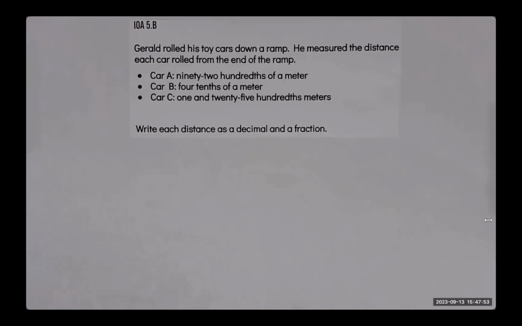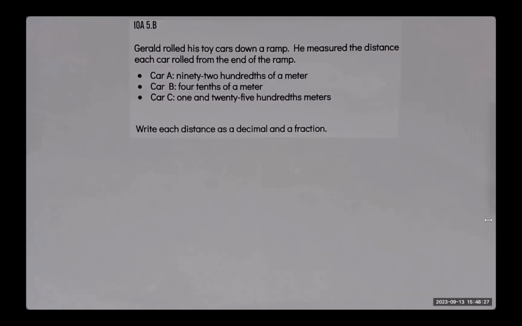For IOA 5B, I am going to model how to solve a problem both concretely using base 10 blocks and representationally using decimal grids. Let's take a look at a problem for IOA 5B. Gerald rolled his toy cars down a ramp. He measured the distance each car rolled from the end of the ramp. Car A, 92 hundredths of a meter. Car B, 4/10 of a meter. Car C, 1 25/100 meters. So, the problem is asking us to write each distance as a decimal and as a fraction.